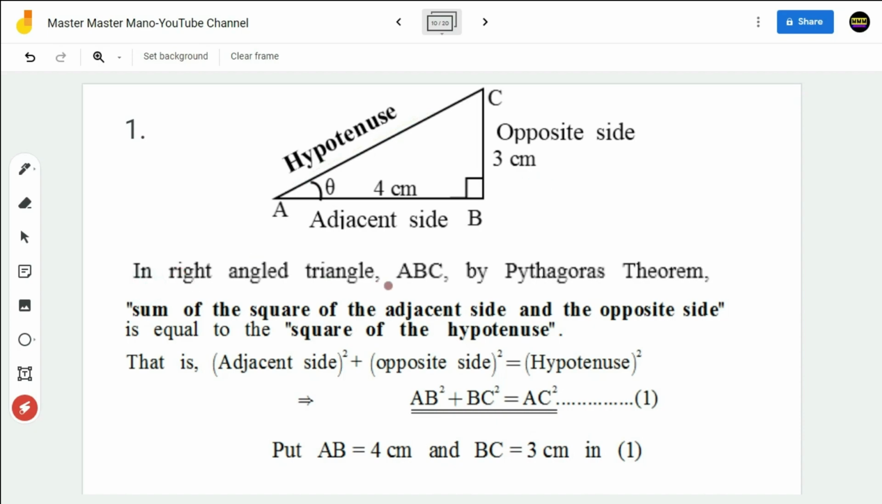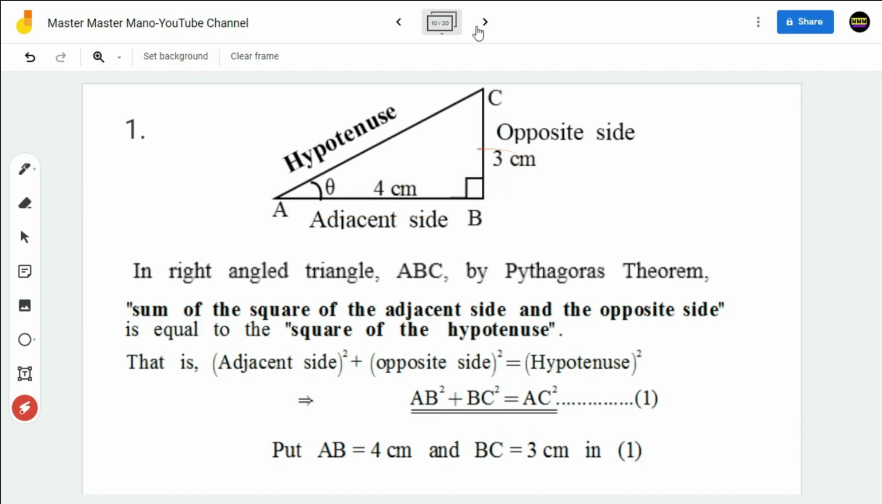In right-angled triangle ABC, by Pythagoras theorem, the sum of the squares of the adjacent side and the opposite side is equal to the square of the hypotenuse. That is, adjacent side square plus opposite side square equals hypotenuse square. That is, adjacent side square can be written as AB square plus opposite side square can be written as BC square, and hypotenuse square can be written as AC square. And this is named as equation 1. In this equation 1, we have to put the given values, AB as 4 cm and BC as 3 cm.